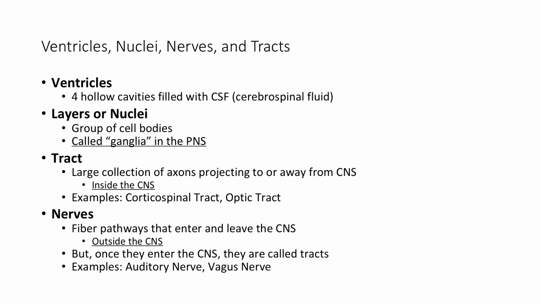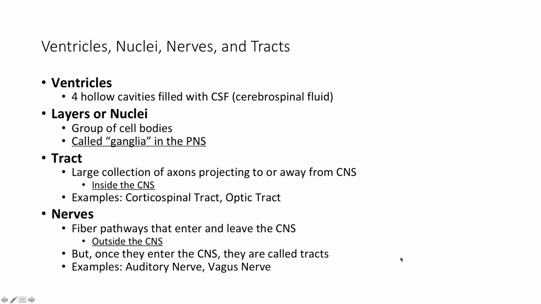And then tracts are large collections of axons projecting to or away from the central nervous system. If they're inside of the nervous system, they're called tracts. And whenever they go outside of the nervous system, they're called nerves. An example of a tract is the corticospinal tract or the optic tract.